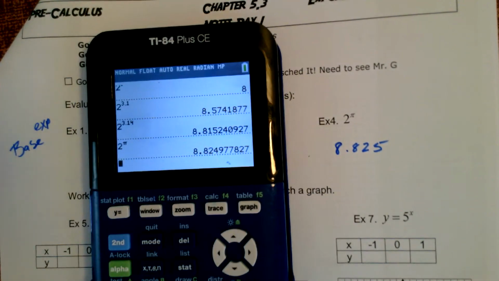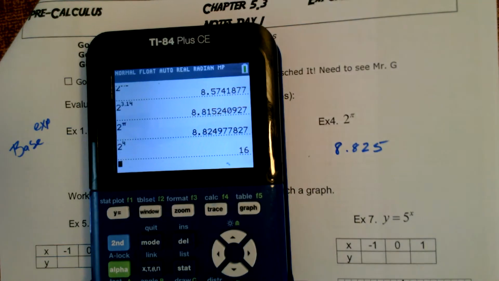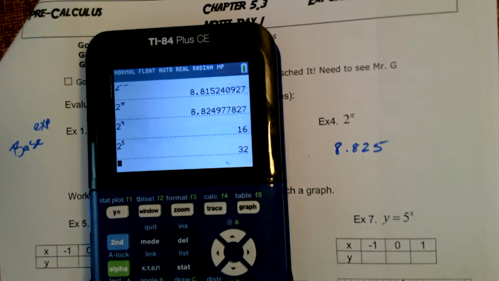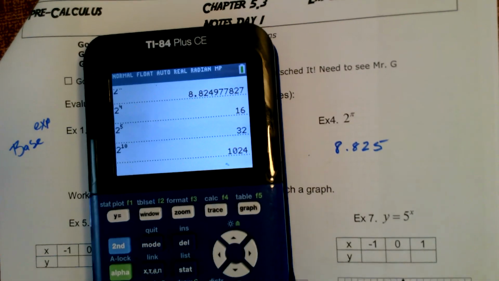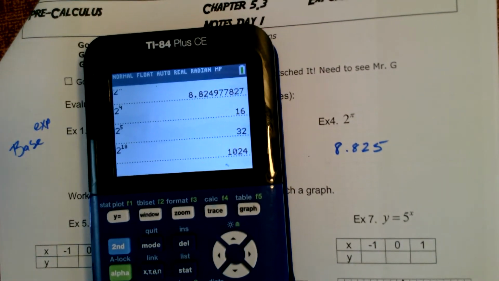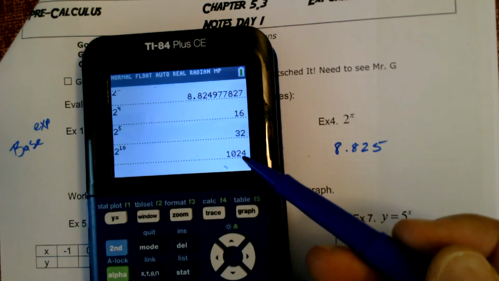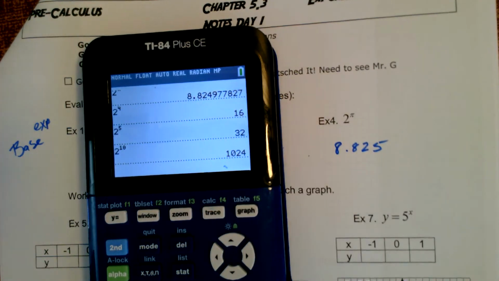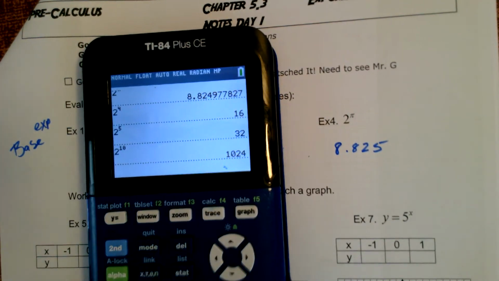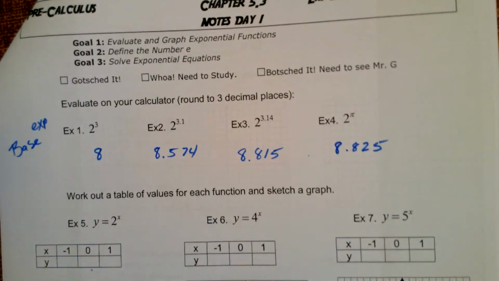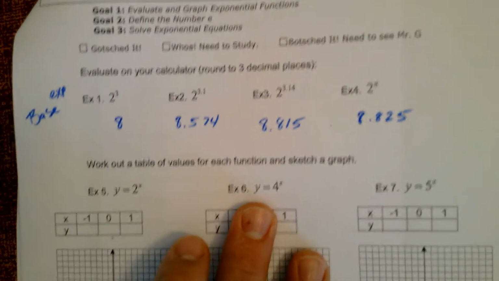If I change that and I go 2 raised to the 4th, now it's up to 16. And then 2 to the 5th is bigger, 32. If I do 2 to the 10th, oh my gosh, now we're up to 1,000 already. So as this number gets bigger and bigger, this thing starts growing faster and faster. It's growing exponentially. That's the idea. So what we're going to do is start graphing these things.